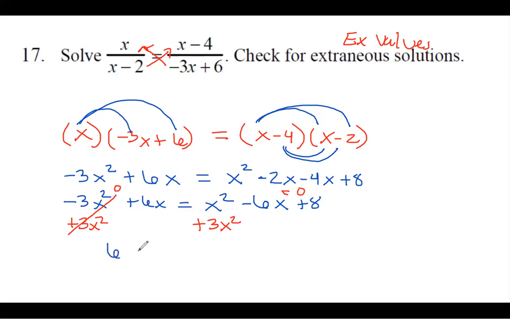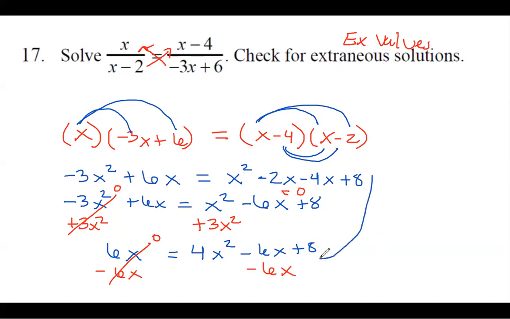We're left with 6x equals, we have, let's see, 4x squared minus 6x plus 8. And one more step to make one side equal to 0, subtract 6. Okay, this goes to 0. All right, so we're left with, I'm going to write it up here just because I'm running out of space. 0 equals 4x squared minus 12x plus 8.